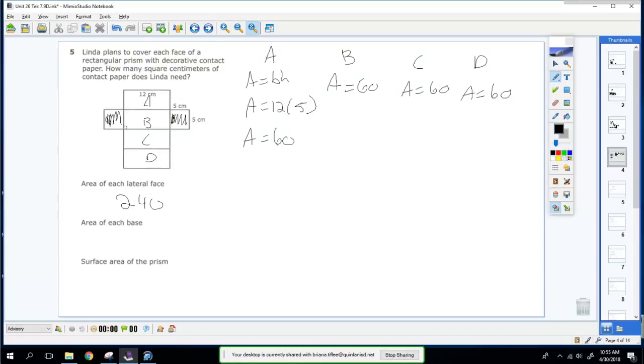So now to find the area of the base. Well, the area of the base is just 5 by 5, so it equals 25. And since there are 2 bases, you multiply by 2, and you get 50. So the area of your lateral faces is 240, while the area of the bases is 50. To find the total area, all you have to do is add. So you're going to do 240 plus 50, which equals 90. Excuse me, 290.